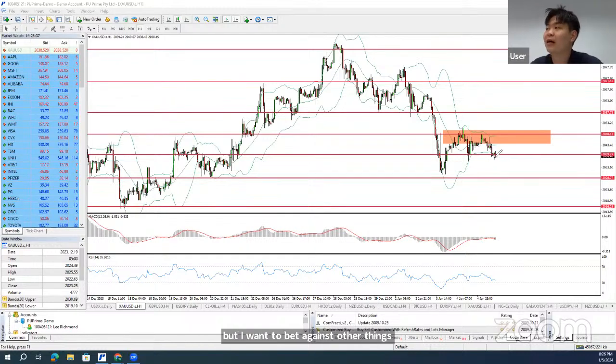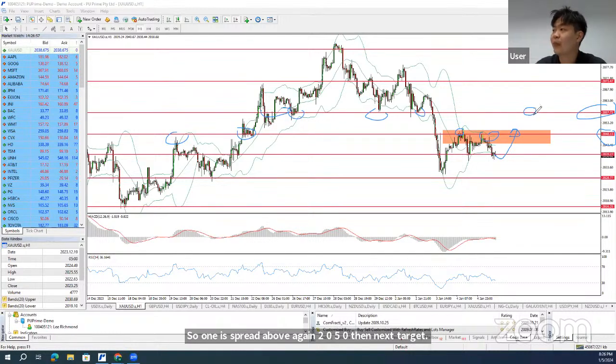Then you can consider long positions. The short-term resistance level you can focus on should be around 2050, according to the previous resistance levels that have been drawn for you guys also. So one is a break above 2050 again, then the next target, 2060, is another main resistance level that we can focus on. Okay, but you can set your stop loss easily.